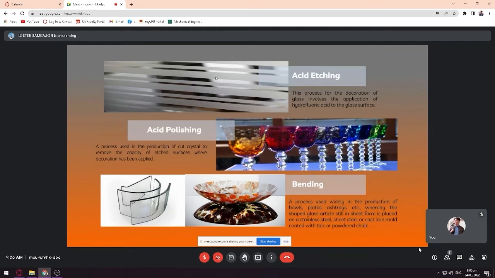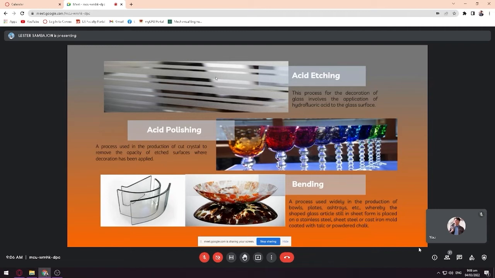Next is acid polishing. A process used in the production of cut crystal to remove the opacity of each surface where decoration has been applied. Items to be polished are immersed in a mixture of demineralized water, sulfuric acid, and hydrofluoric acid, and then rinsed. There may be a single short immersion in stronger solution, or alternatively a series of immersions in weaker solution.